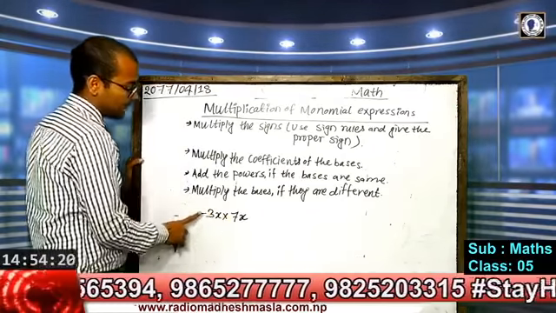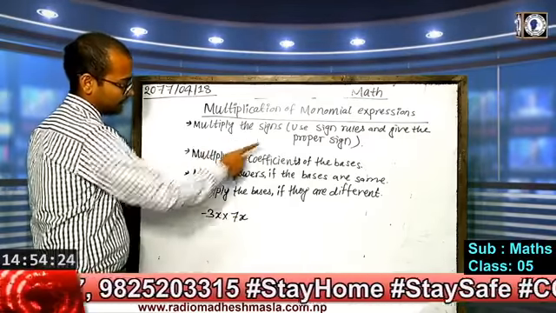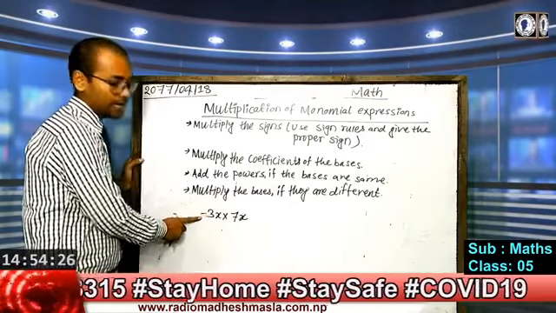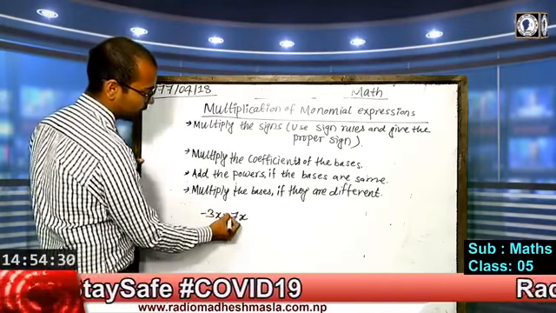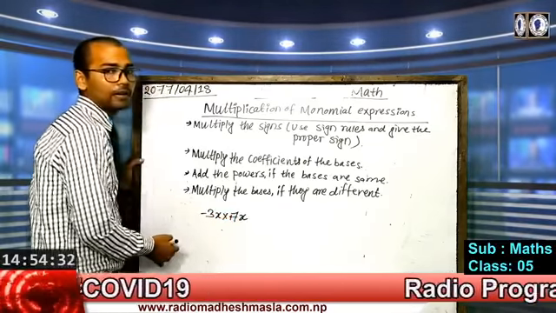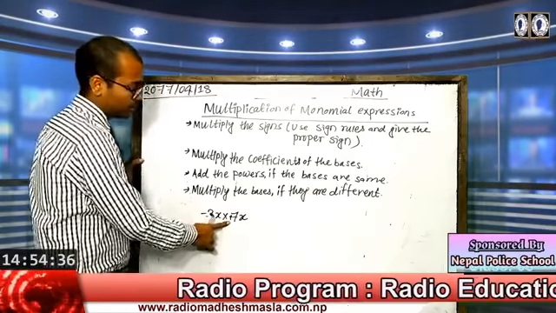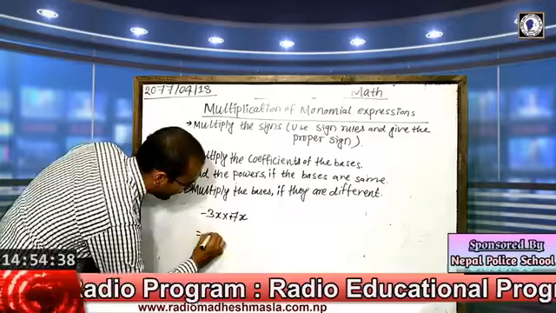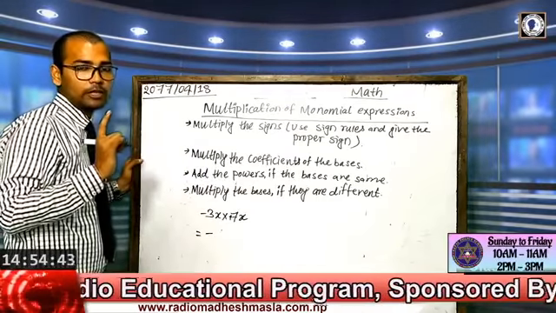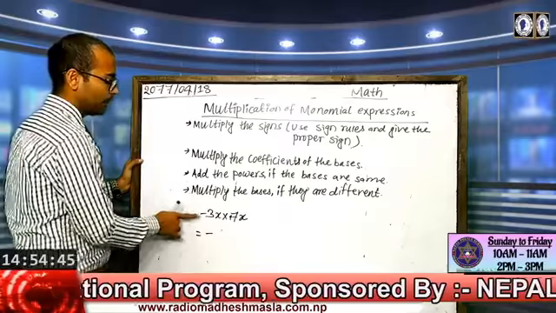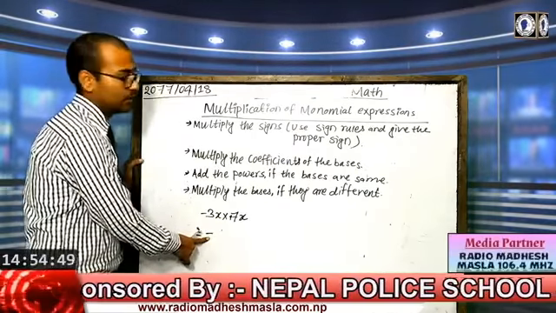So minus into plus, multiply the signs. We are multiplying the sign, minus into plus. There is no sign, which means in front of 7 there is a plus sign. So minus into plus is equal to what? Minus. Remember this, you should do it in the same way. Minus into plus, minus.